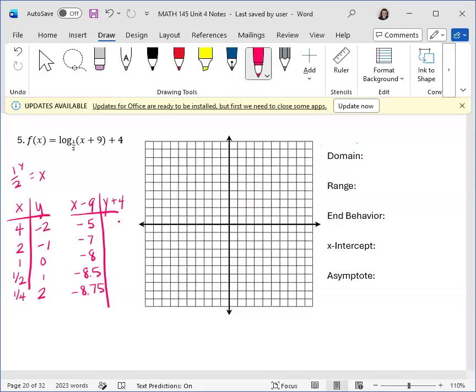All right, adding 4 to those y values, -2 plus 4 is 2. -1 plus 4 is 3. 0 plus 4 is 4. 1 plus 4 is 5. And 2 plus 4 is 6.